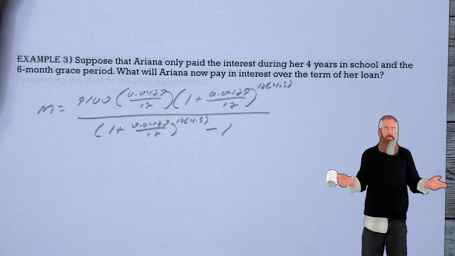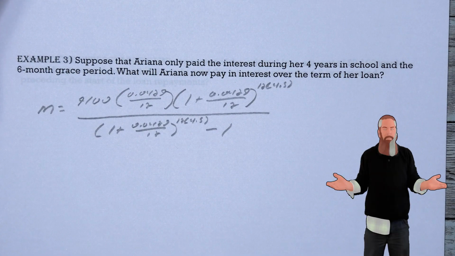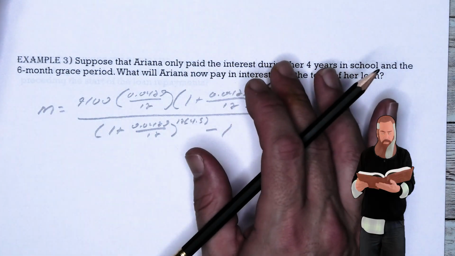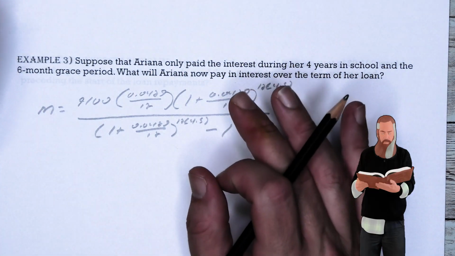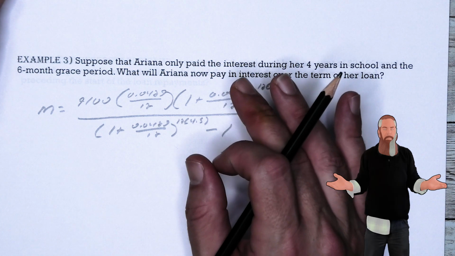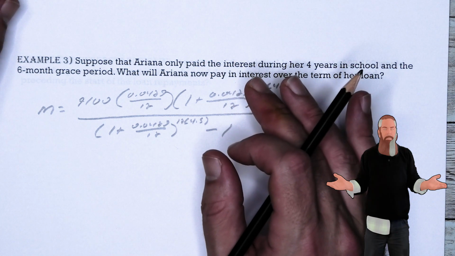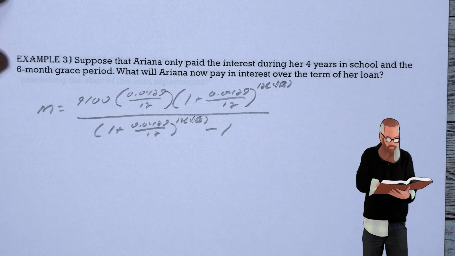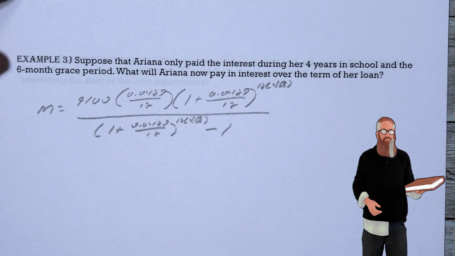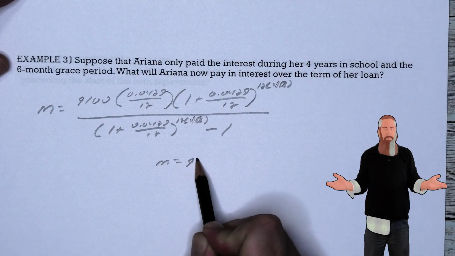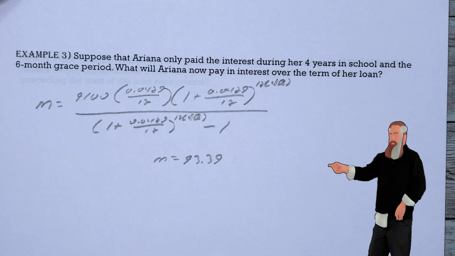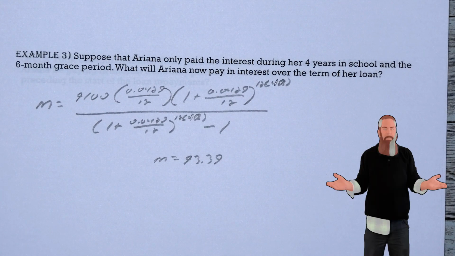Ariana has already paid the $1,756.76 in interest over the 4.5-year period. At the end of the 4.5 years, Ariana now has a 10-year loan at 4.29% on her original loan amount of $9,100. Using the monthly payment formula, we fill in all of the known values, and we find that the monthly payment of $93.39. So Ariana's monthly payment would be approximately $93.39.